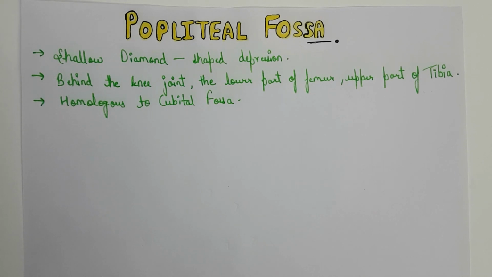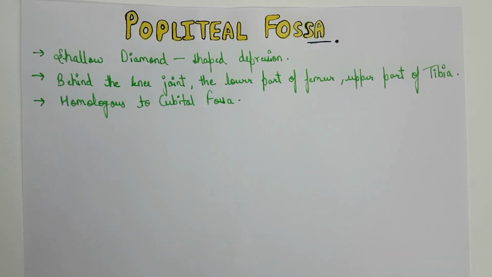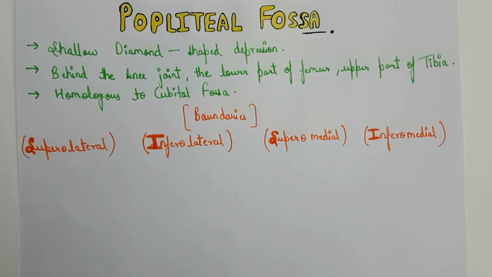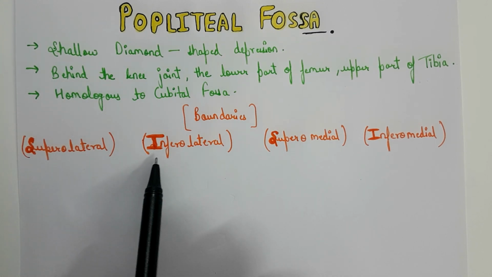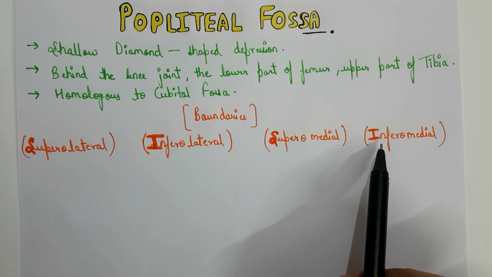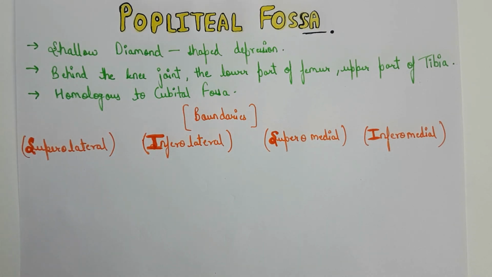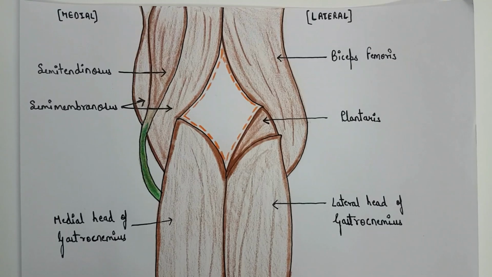Now let us talk about the boundaries of the popliteal fossa. Since it is diamond-shaped, it should have 4 boundaries. And those 4 boundaries are the superolateral boundary, the inferolateral boundary, the superomedial boundary, and finally the inferomedial boundary. The superolateral boundary is formed of the biceps femoris muscle.